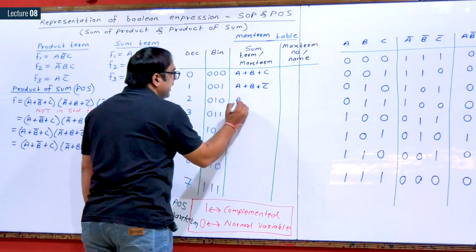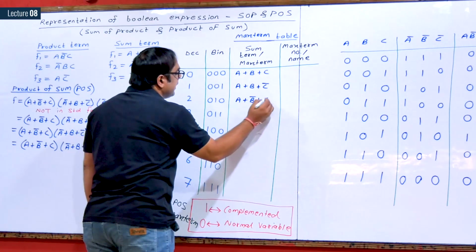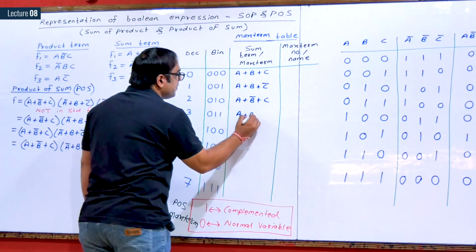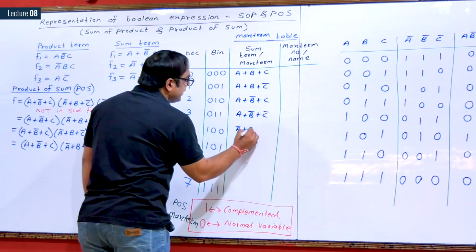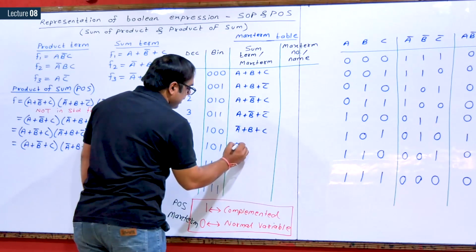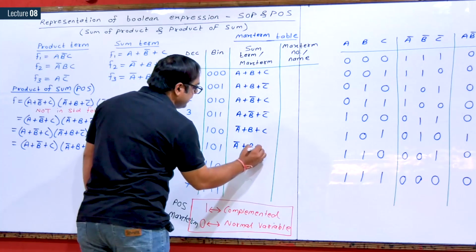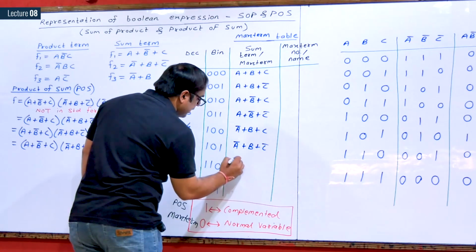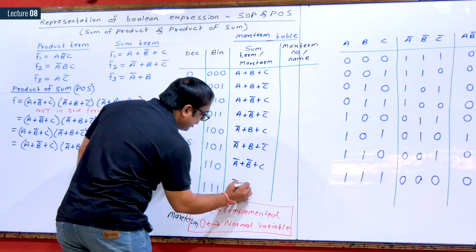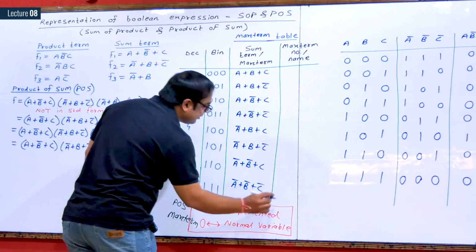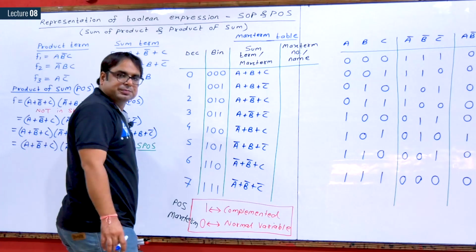So this is A plus B complement plus C. A plus B complement plus C complement. A complement plus B plus C. A complement plus B plus C complement. A complement plus B complement plus C. A complement plus B complement plus C complement.